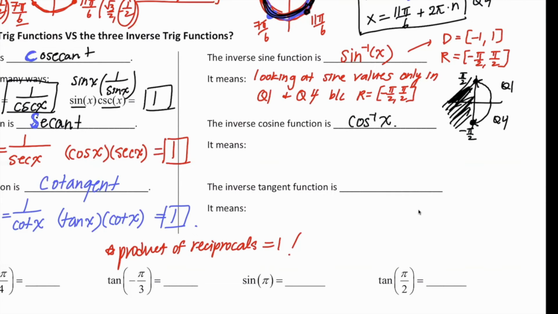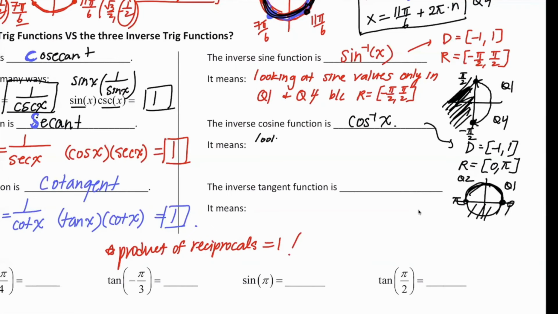Inverse cosine. That one has domain from -1 to 1. Range is from 0 to pi. So 0 to pi in a unit circle. 0 is right here, going all the way to pi. That's in quadrant 1 and quadrant 2. So that means you should look at cosine values only in quadrant 1 and quadrant 2. And again, that's because the range is from 0 to pi. 0 to pi is only in quadrant 1 and 2.